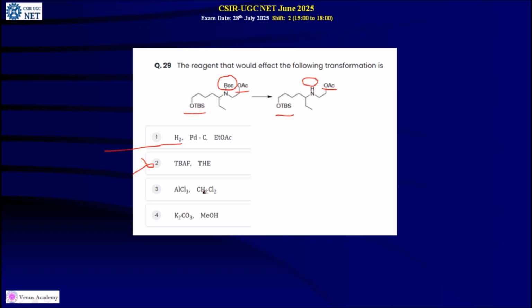And aluminum chloride and DCM, it is acidic, but in DCM it is not going to give the desired product. If I use potassium carbonate in methanol, yes, option number 4 is the correct option, students. So use of potassium carbonate in methanol is a mild reagent which can be used for the deprotection of Boc. If I use methanol plus water, it is going to hydrolyze this acetate also. Since we are not using water in this reaction, potassium carbonate methanol selectively deprotects the Boc group, leaving other groups intact.